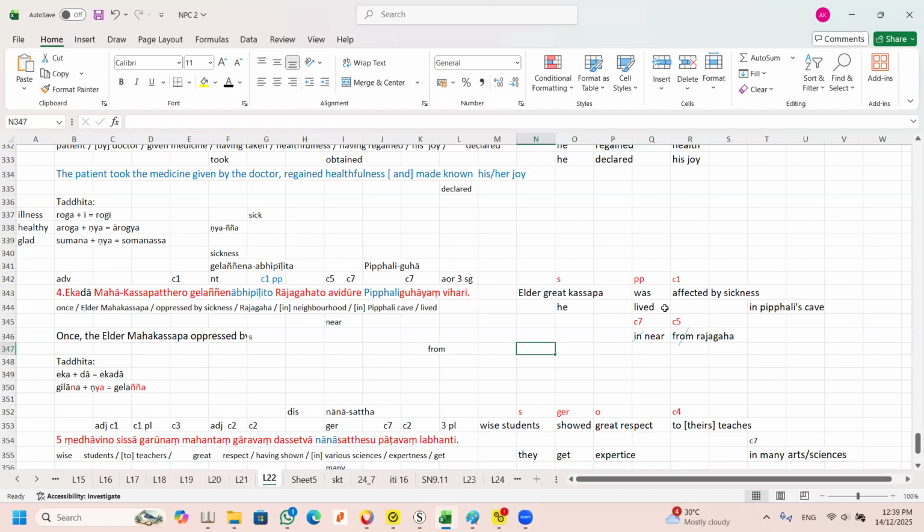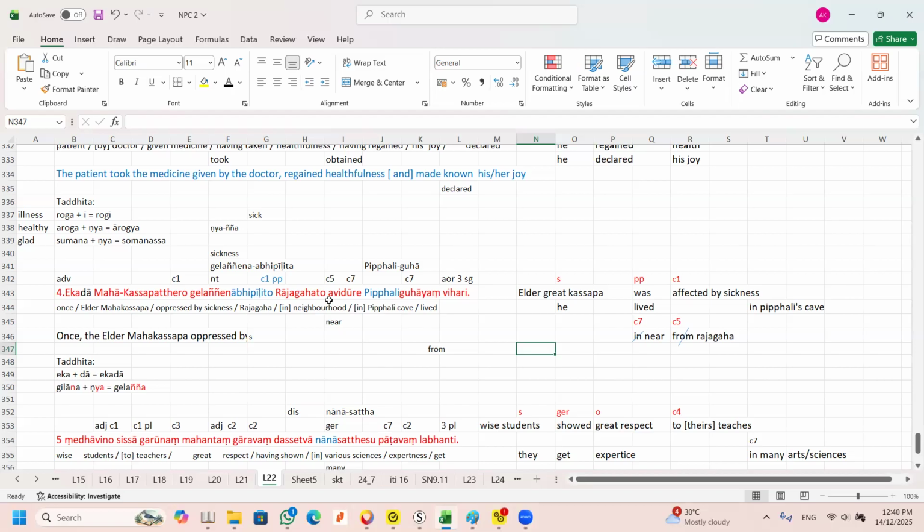So there is where he lived. Kashyapa lived in a wall. So in this case, he lived in a cave. And then this one is also an adjective, in instrumental. Avidura is near. So in Avidure, in near, locative is in near.